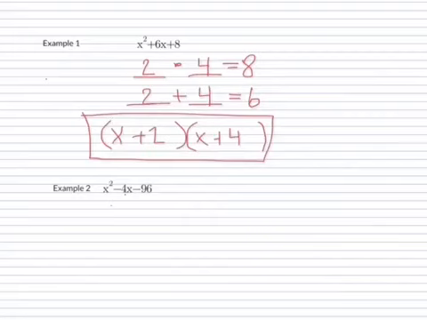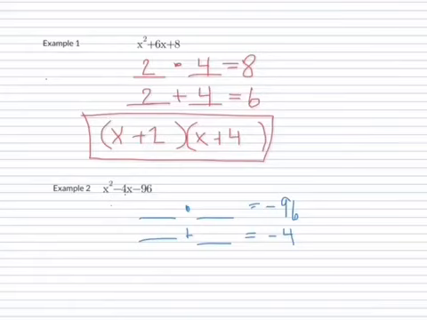So example 2 here is x squared minus 4x minus 96. This one as well does not have a greatest common factor that you can pull out. So we're going to take a look at this 96 and the 4. So we want to find two numbers that multiply to equal negative 96, and will add to get to negative 4.